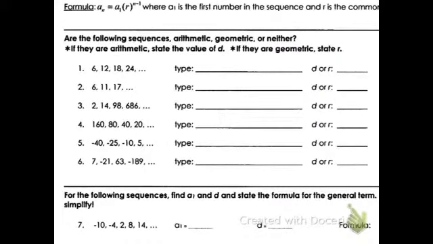Jumping down to 1 through 6, you're identifying whether it's arithmetic, geometric, or neither. Number 1 is adding 6 each time, so it's going to be arithmetic. Where it says D or R, you're supposed to write down what the common difference is or what the common ratio is. This one's adding 6 each time, so the common difference is 6.